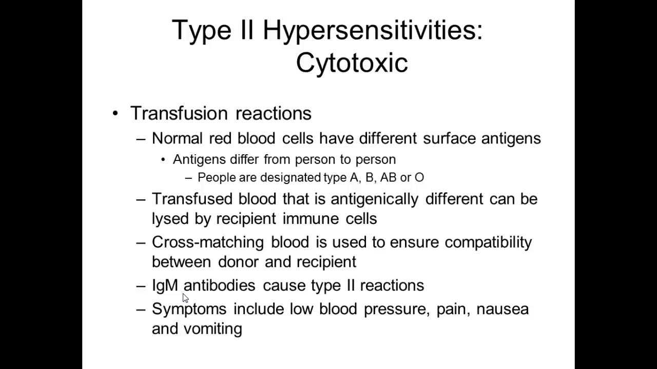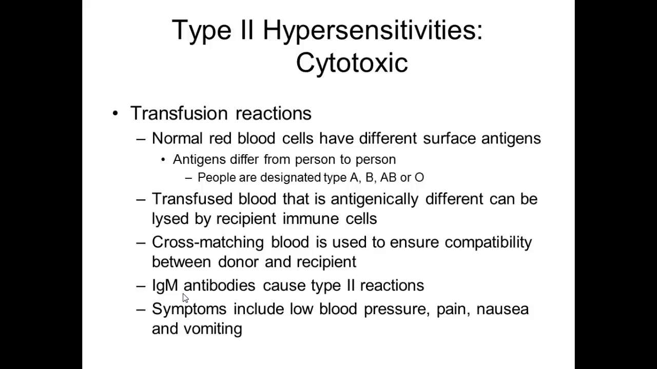Make sense? Maybe so, kind of, sort of, okay. So naturally over time, we build up these antibodies against the antigen class you don't have, right? So in my case, I'm O. So I probably have anti-A and anti-B antibodies of the class IgM in my body.